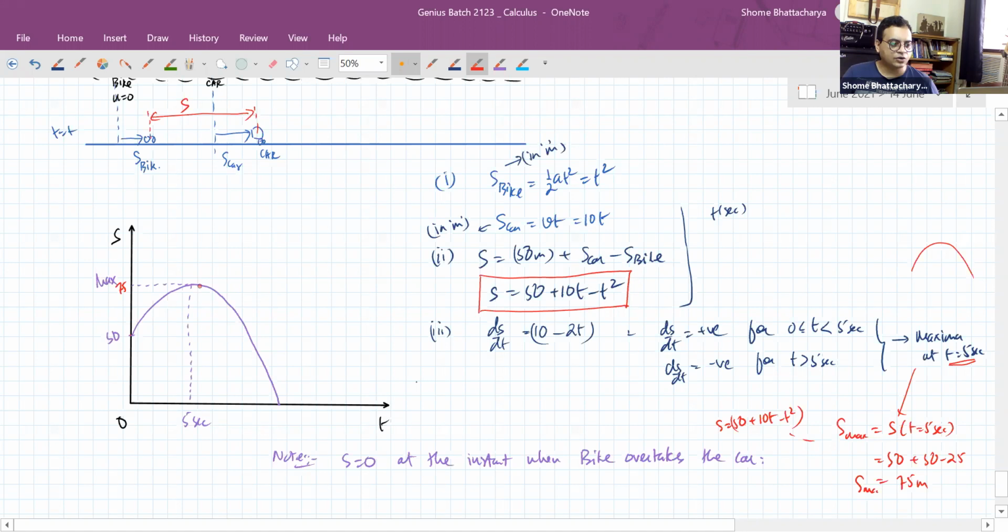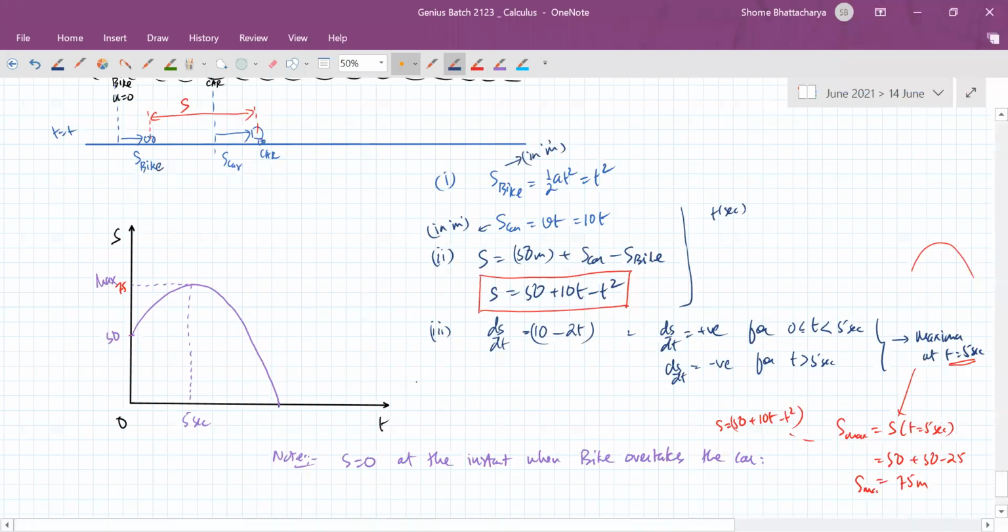But from 5 seconds onwards, the opposite happens. The bike starts gaining distance over the car. So the distance between them starts decreasing. And you can see that at some stage it will even become 0. So for that, we'll have to find the root of this equation. Yes, sir. You understood this now? Okay.